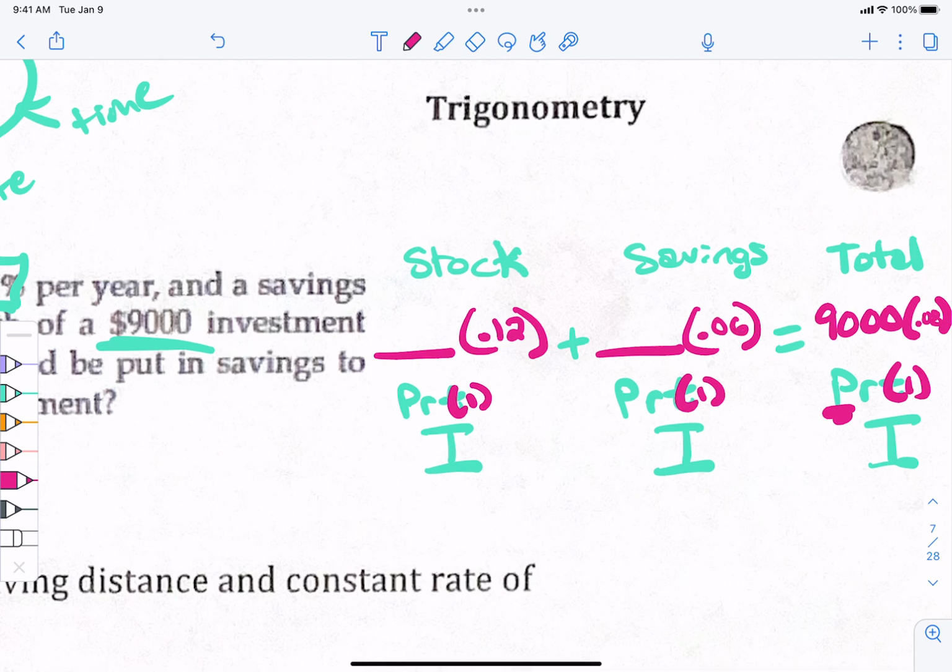Okay. Now here's the deal. I don't know how much I'm putting in each one, so I have to put a variable. What would you like to put? X. Okay. I'm going to put X amount in stock. How much am I going to put in savings then? The rest of that. How do I find what the rest would be? Subtract it from 9,000. It'll be 9,000 minus X. Not the other way around. Does that make sense?